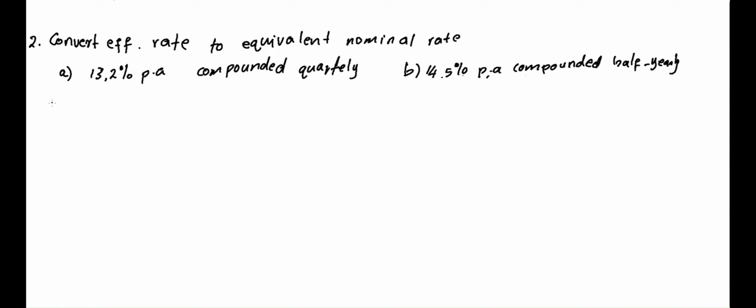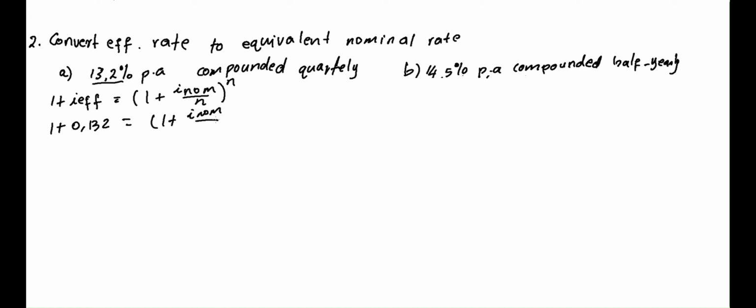So on our second question, they are saying convert effective rate to equivalent nominal rate. So what are we given? We are given the effective rate, and they want us to calculate or convert it to our nominal rate. It's going to be a great exercise for our mathematics. So we are going to have 1 plus, and we are being given 13.2%, so it's going to be 0.132 equals 1 plus our nominal rate. That's what we are looking for. And how many compoundings happen in a year?